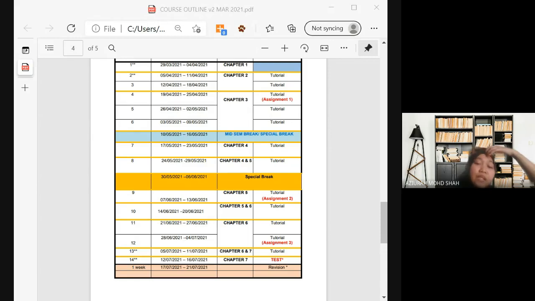Okay, ada lagi tak nak tanya? Ada lagi tak nak tanya? Kalau tak ada, kita akan start dengan chapter 1. Tak ada dah kot. Tak ada.